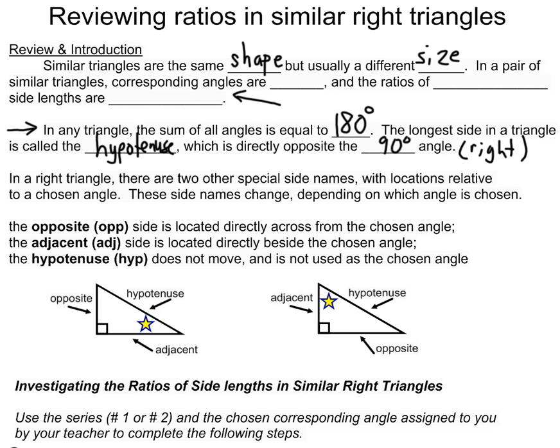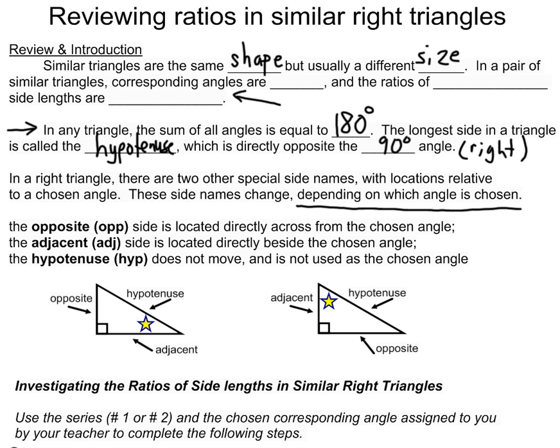Now, in a right triangle, this is a special type of triangle that has to have a 90-degree angle. We talk about these terms only with right triangles. There are three names that we use. Hypotenuse has been mentioned. The other two are opposite and adjacent. Now, these are not fixed sides, fixed locations. The opposite and adjacent are relative to the angle chosen. Okay, so it depends on which angle is chosen.